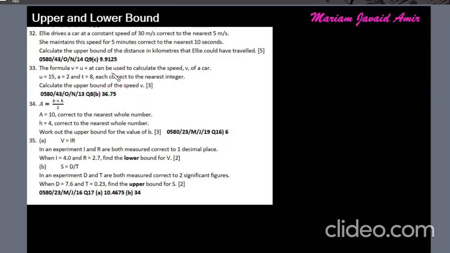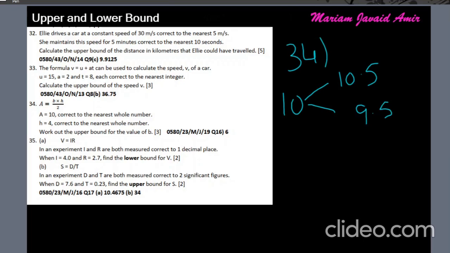Okay, next up is 34. A is 10, correct to the nearest whole number. Whole number is 1. 1 divided by 2 is 0.5. Add to this, we get upper bound. Subtract to this, we get lower bound. This is A. Then we have H is 4, again correct to the nearest whole number. So 4.5 and 3.5, upper and lower bound.